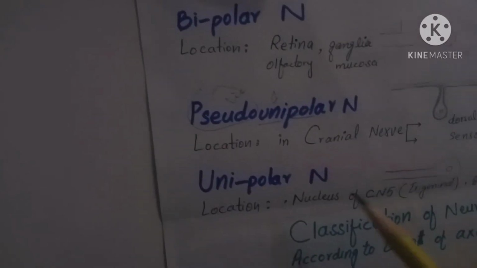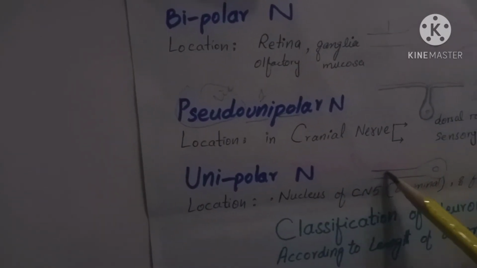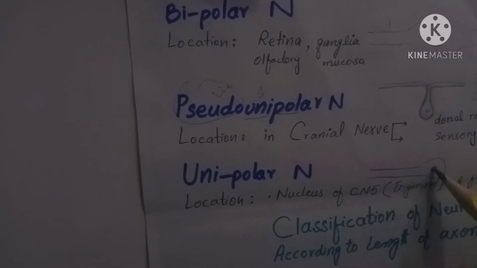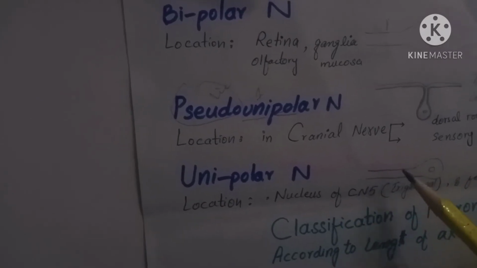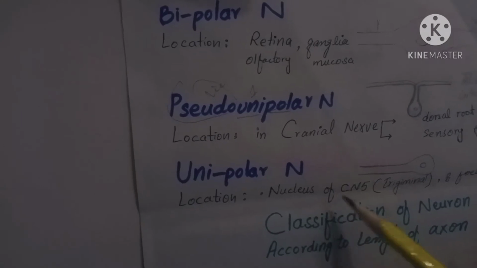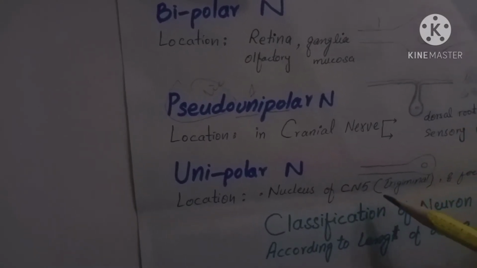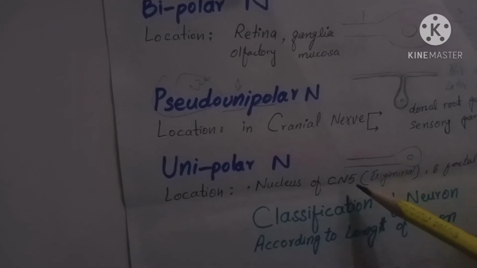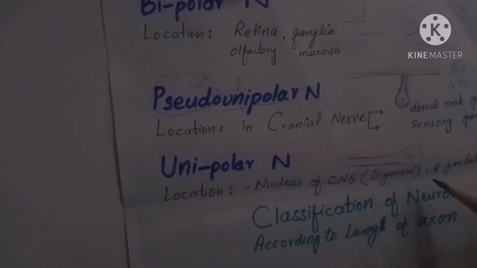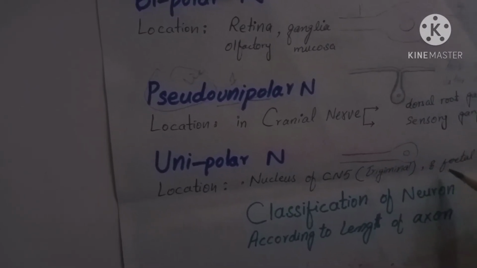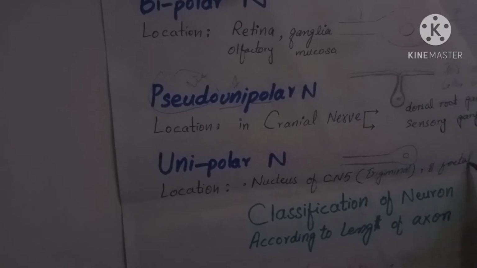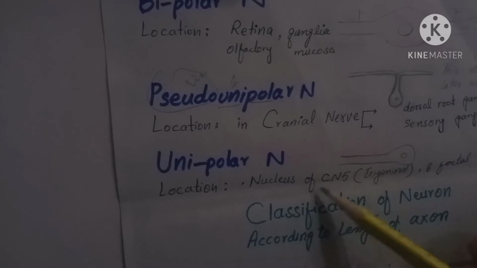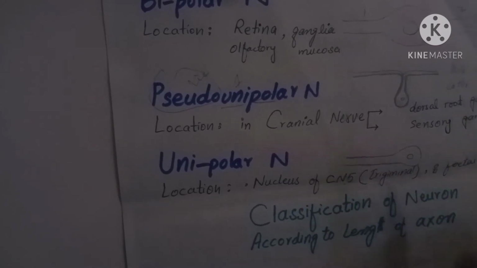And the fourth one is unipolar. You can see this has only one pole. The neuron which has only one pole is called unipolar neuron. Location is nucleus of CN5, meaning trigeminal. Trigeminal nerve is the fifth nerve of the 12 cranial nerves, and also in fetal life. In fetal life, the unipolar is found, and as well in nucleus of trigeminal nerve.